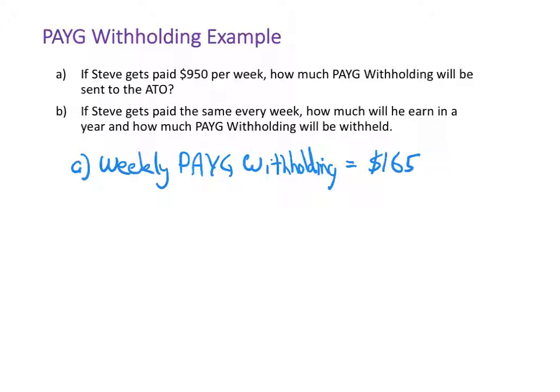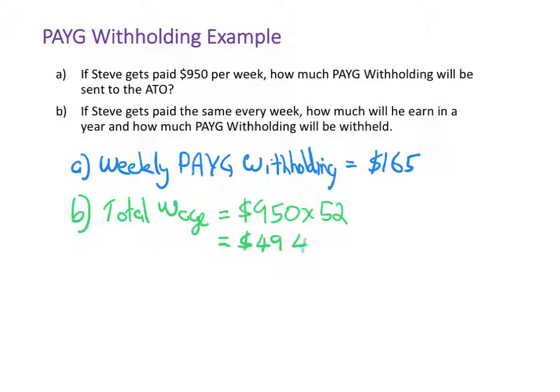The second part of the question is asking us, if Steve gets paid the same amount each week, how much will he earn and how much tax will be withheld. So for part B, if someone gets paid weekly, they're going to get paid 52 times in the year. So the total wage is going to equal $950 times 52, so $950 per week times 52 weeks in the year. Over the year, Steve is going to earn $49,400.